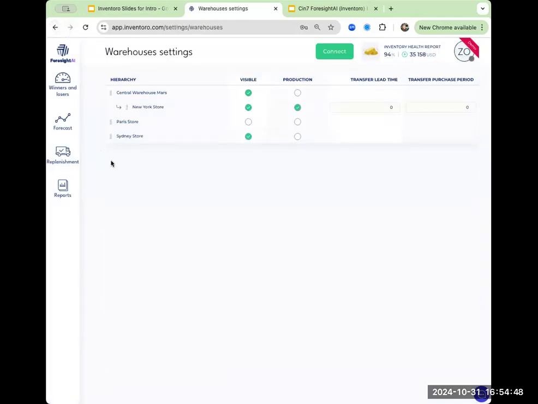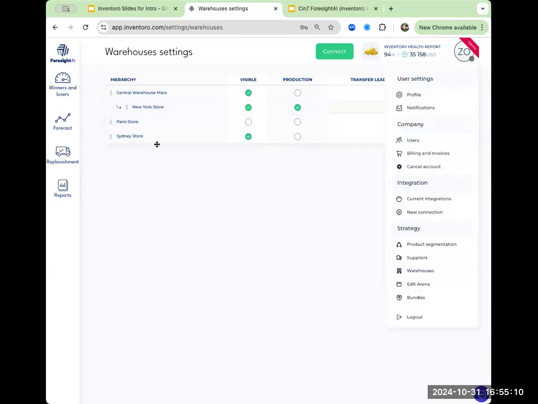And then if you do have a warehouse that shows up here that shouldn't be, that's where you can just change the visibility. You can also designate certain stores and warehouses for production. Again, if you're using production jobs or assemblies, then it'll have the raw materials flow through to the New York store for production, and then it'll move from there.